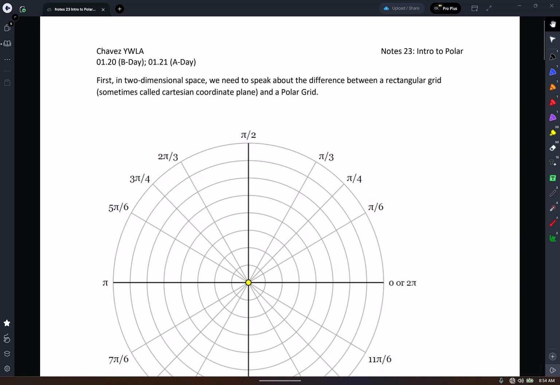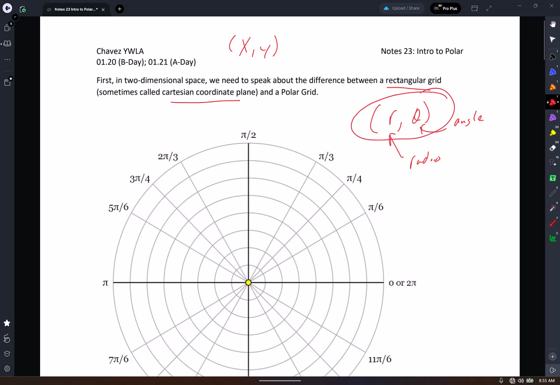It's the same. You still have an ordered pair, but instead of your ordered pair being x, y, which is called the Cartesian coordinate plane or sometimes the rectangular grid, your ordered pair is going to be r comma theta, where r stands for radius and theta is an angle. Now, I have seen some textbooks that say theta comma r, but pretty close to 100% are going to say it's in this format, r comma theta.